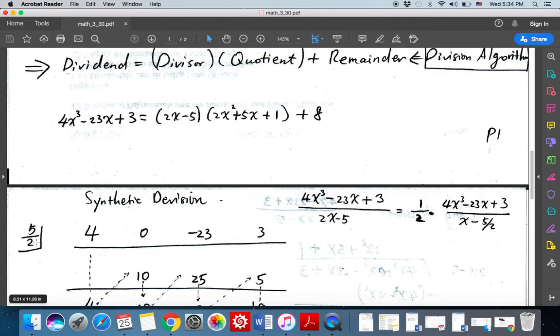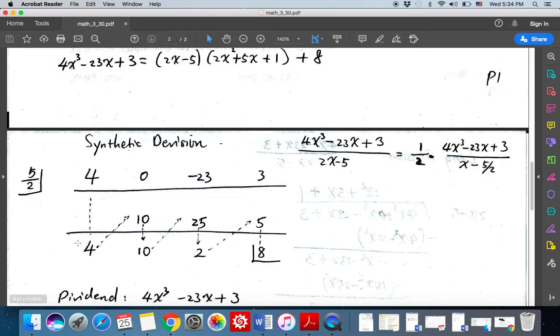And we're going to put the 0 of the divisor in the box here. The 0 of the divisor in our case is 5 half. So I put down this number in this little box here. To get this started, I draw a horizontal line and bring down the leading coefficient, 4. And I use 4 to multiply by the 0 of the divisor, which is 5 half. 4 times 5 half gives me 10. And then bring up 10.